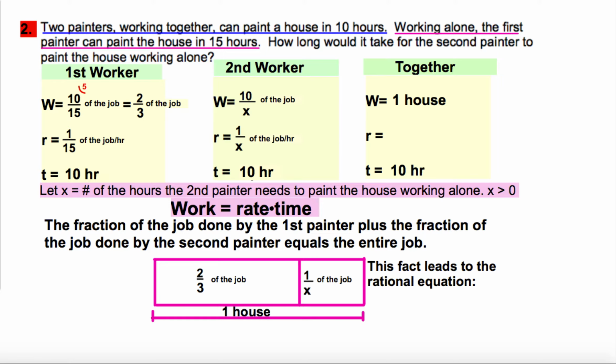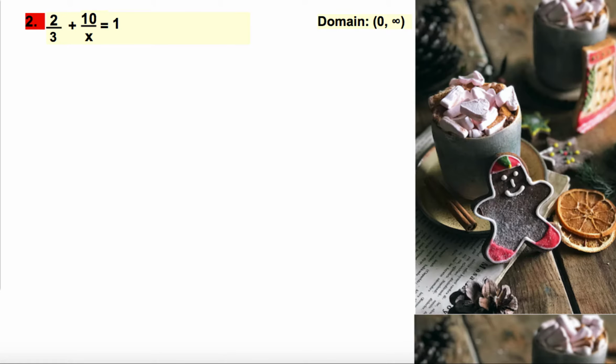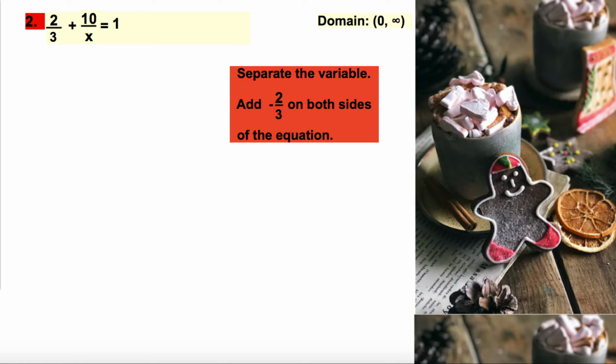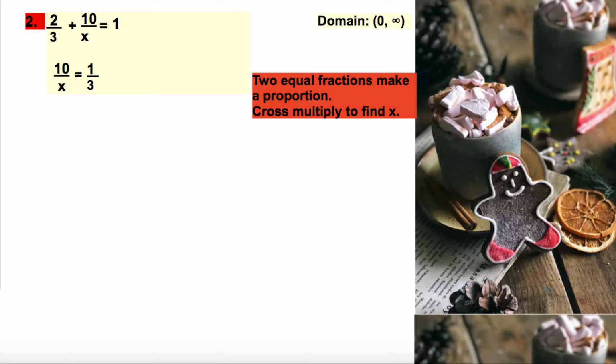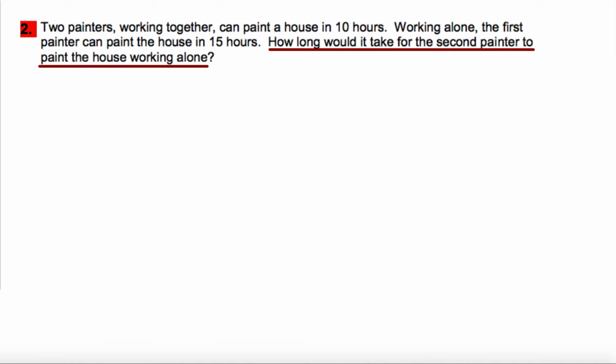This fact leads to the rational equation 2 over 3 plus 10 over x equals 1 on the domain open interval 0 infinity. Separate the variable, add negative 2/3 on both sides of the equation. 10 over x equals 1 over 3. Two equal fractions make a proportion, cross multiply to find x. X equals 30.